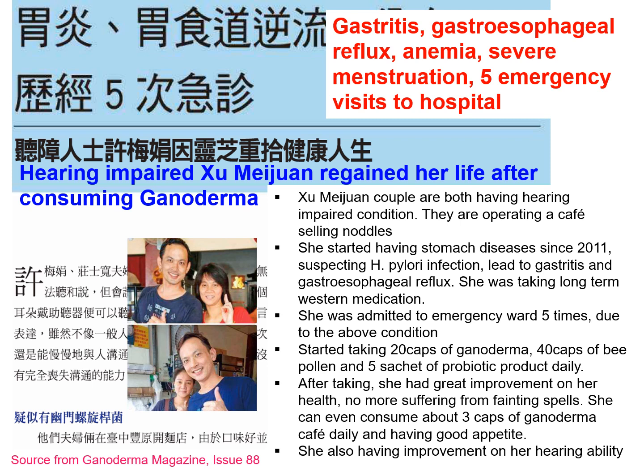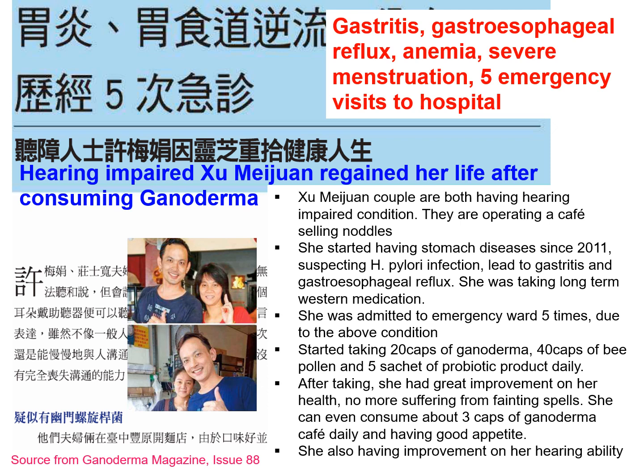This testimony is also from Taiwan. This is a case related to gastritis, gastroesophageal reflux, and anemia. The couple are both hearing impaired, they can't hear well, but they own a cafe business selling noodles.